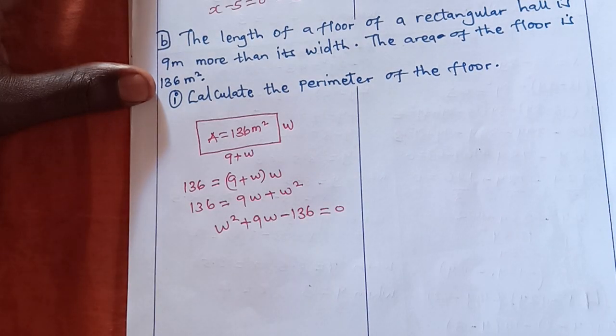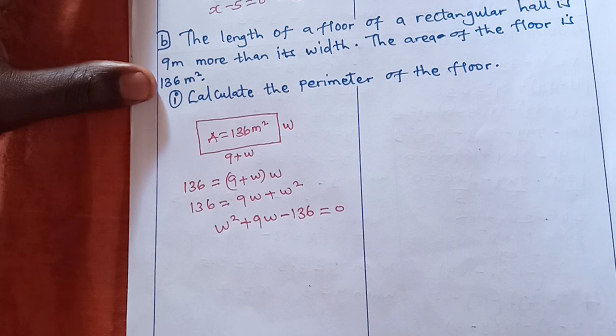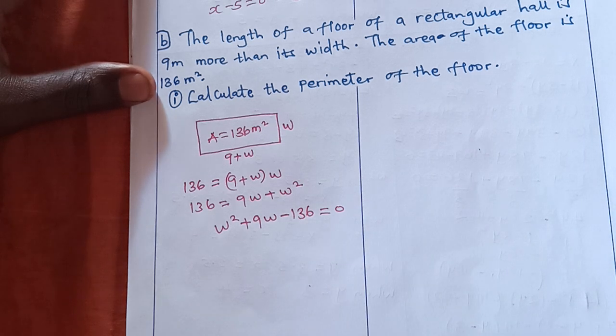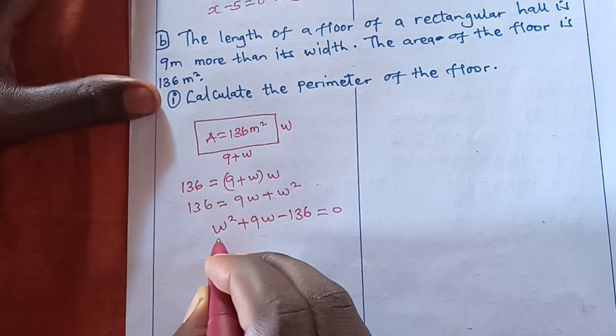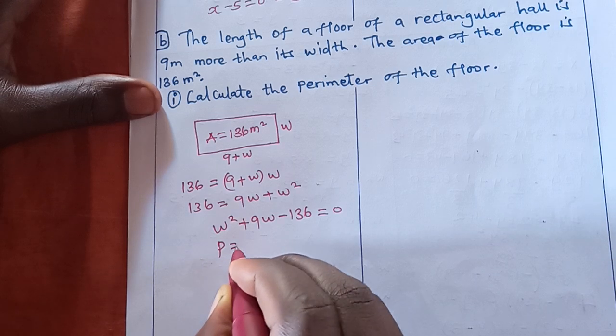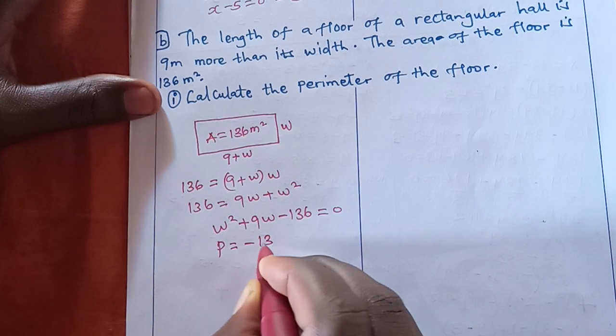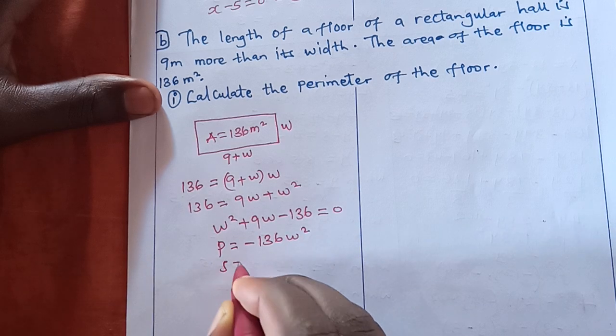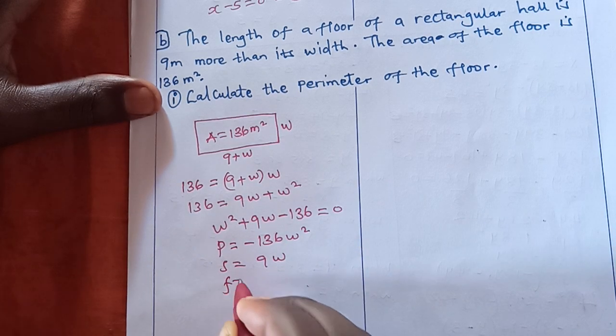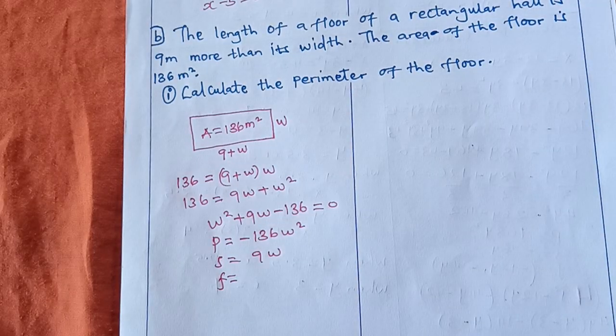Now, the next thing that we want to obtain is the product, and after finding the product we shall proceed to work out the two values. The product in this case is negative 136W squared, and the sum is 9W. What about the factors? I want to press my calculator and get those two values that are very important to us.